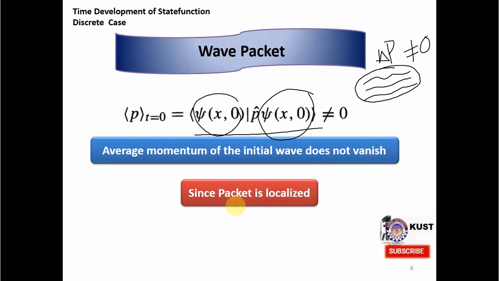Since the packet is localized, we say it is a localized packet, so this psi mod square of the initial state is not equal to 0 only over a small domain. Since it is localized, it is over a small domain and it acts like a particle. So by constructing a wave packet, we are giving a particle nature to these waves.